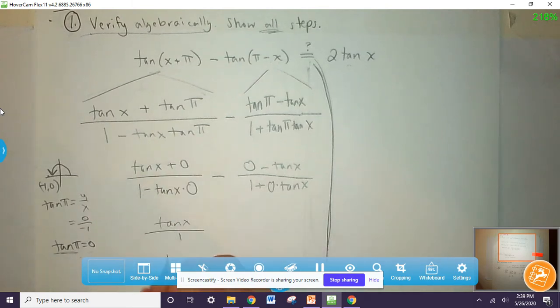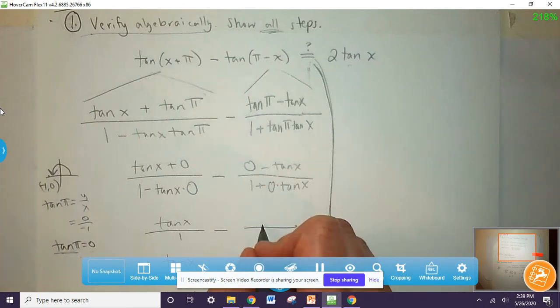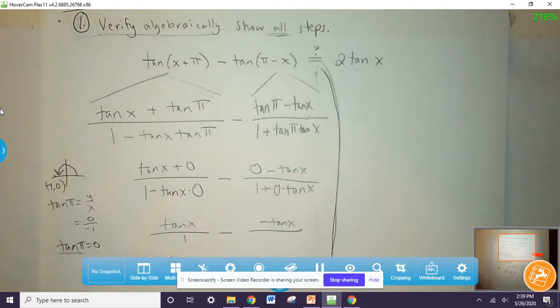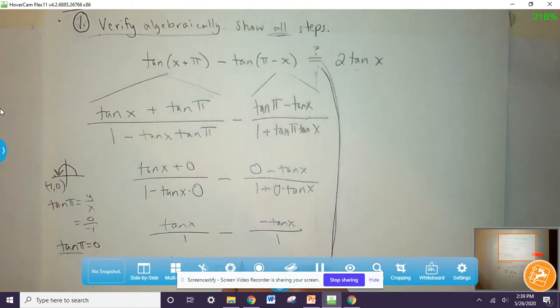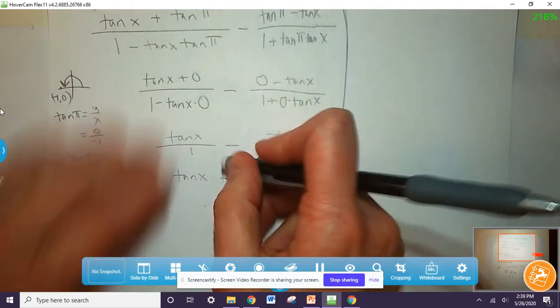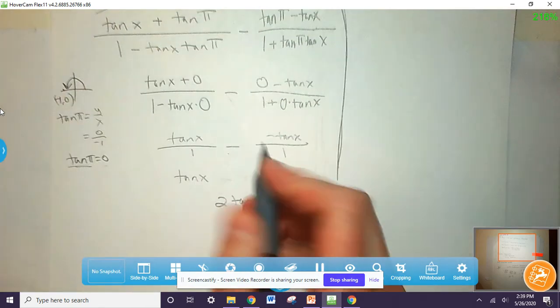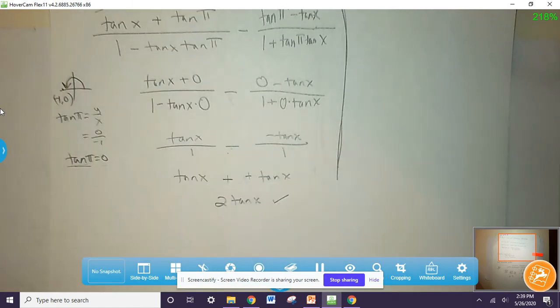So that's just going to be tangent. In this fraction, the numerator becomes negative tangent. The denominator becomes 1 plus 0. And when you have minus and negative, you end up with plus, and tangent plus tangent is 2 tangent x. So what happened here is I had minus and negative, and that becomes plus, and I got 2 tangent x.